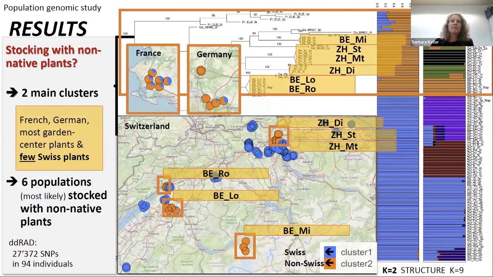The other plants that cluster in the French and German clade, as you can see here on top, these are the populations, and then below you see the map where they occur. We concluded that these 6 populations were stocked because we had such a high differentiation between the two clades. So these are populations which were stocked with garden center plants that did not originate from Switzerland. They were maybe collected somewhere north of Switzerland in Germany.